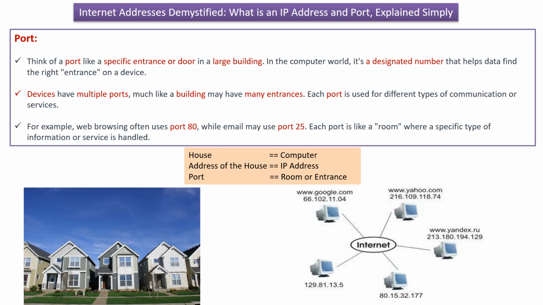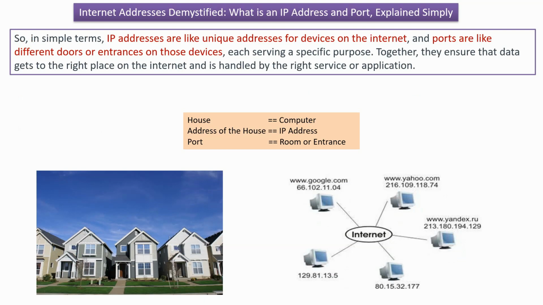Each port is used for different types of communication or services. For example, web browsing often uses port number 80 and email services may use port number 25. Each port is like a room where a specific type of information or service is handled. In this analogy, the house is equivalent to the computer, the address of the house is equivalent to the IP address, and the port number is equivalent to the room or entrance.